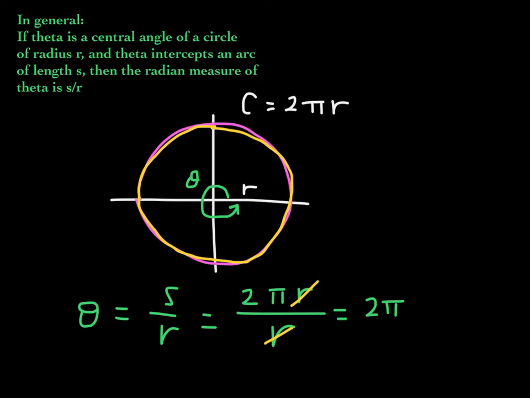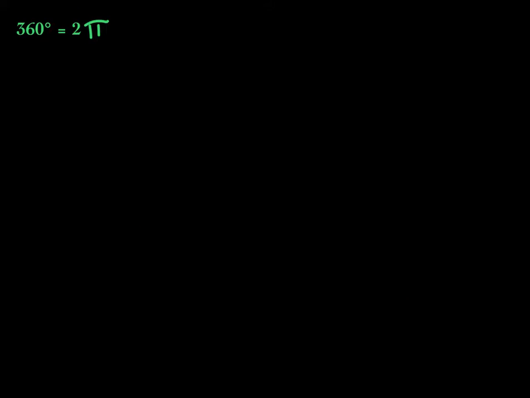So what we just determined is that an angle that measures 2 pi radians is an angle that does one complete rotation. One complete rotation around the circle is 2 pi radians. Therefore, 360 degrees, which is one complete rotation, is equivalent to 2 pi radians.